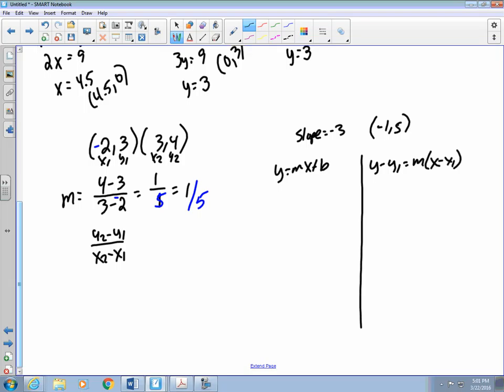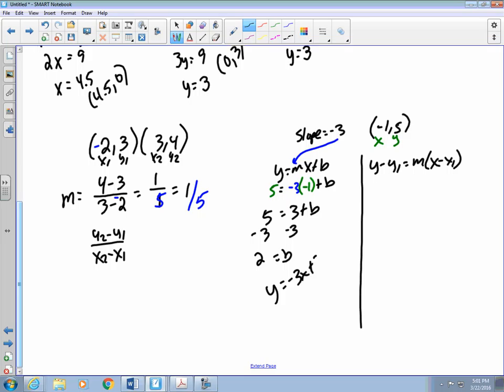Most students just went straight to point slope, as long as you realize you got to substitute in all 3 things. You got to plug in your slope, okay, and you got to plug in an x and a y. So when the input is -1, you get an output of 5. So then you can figure out what the y-intercept is to write your equation. So the y-intercept is 2.